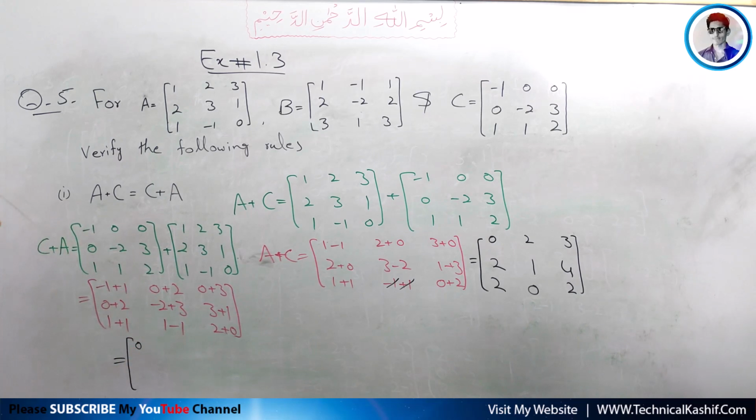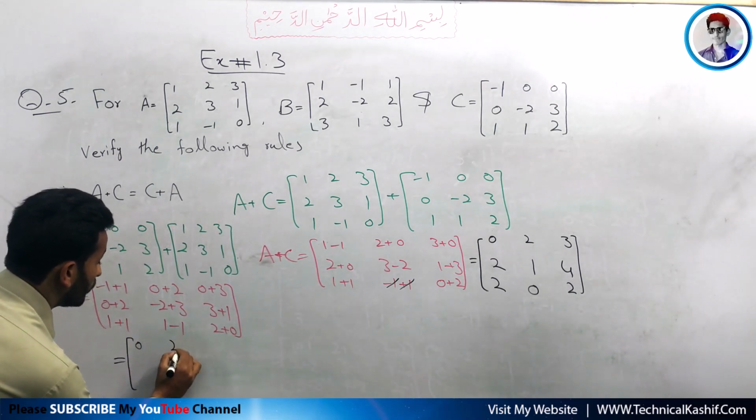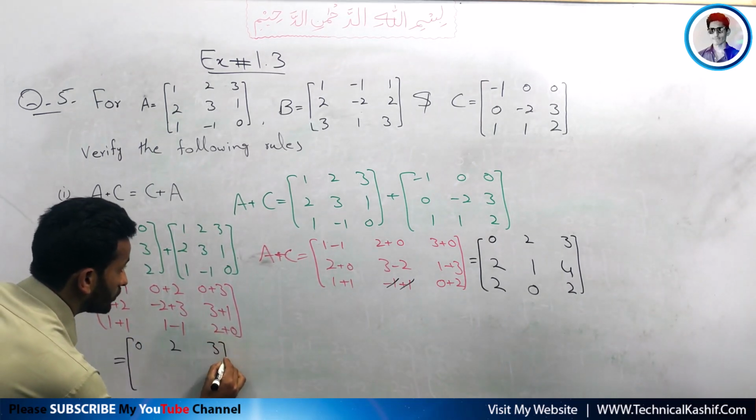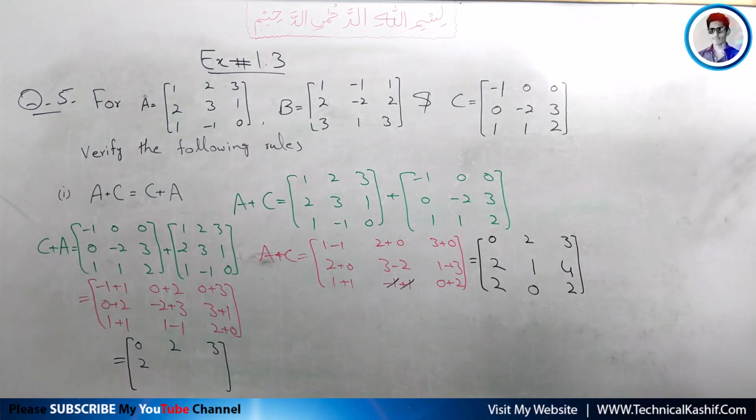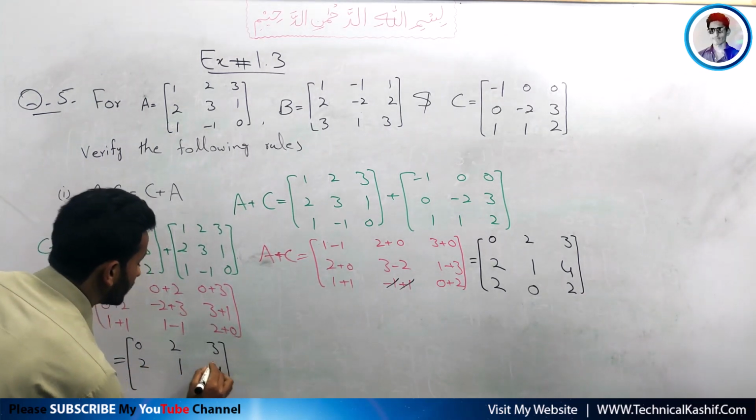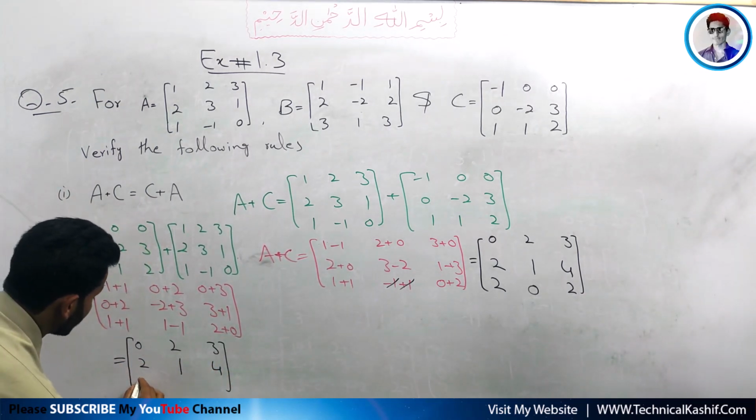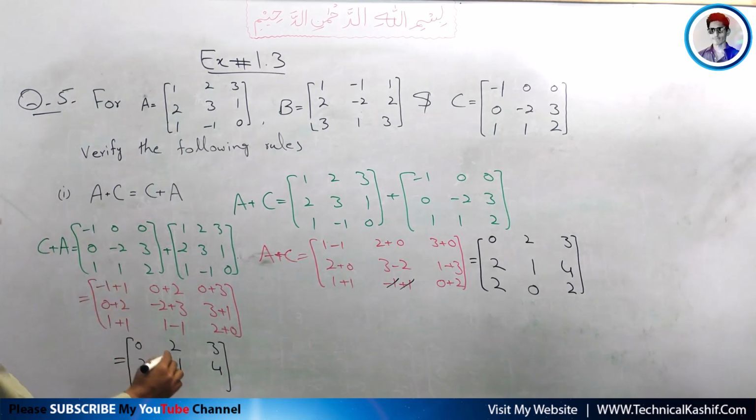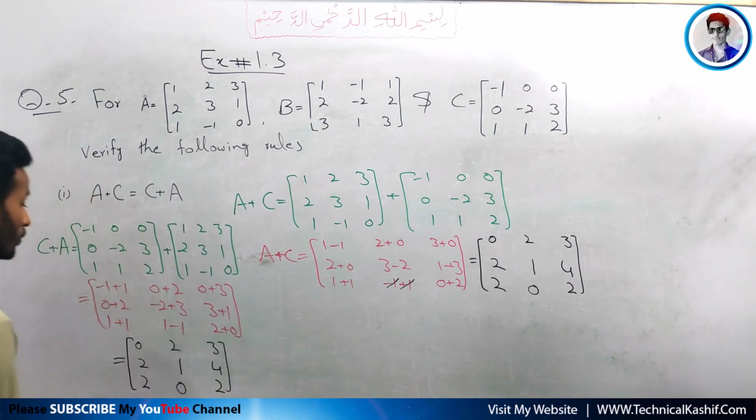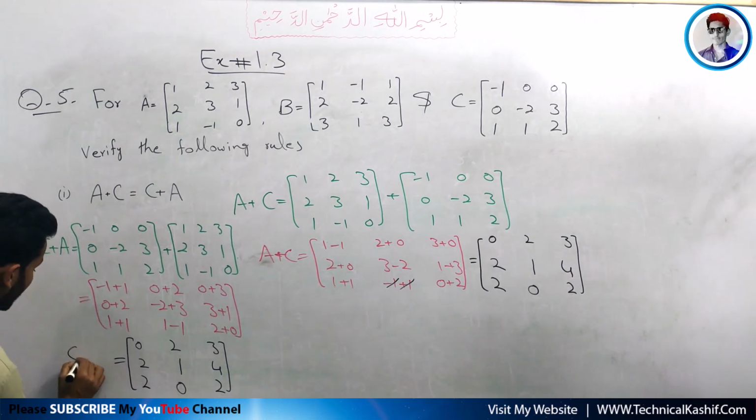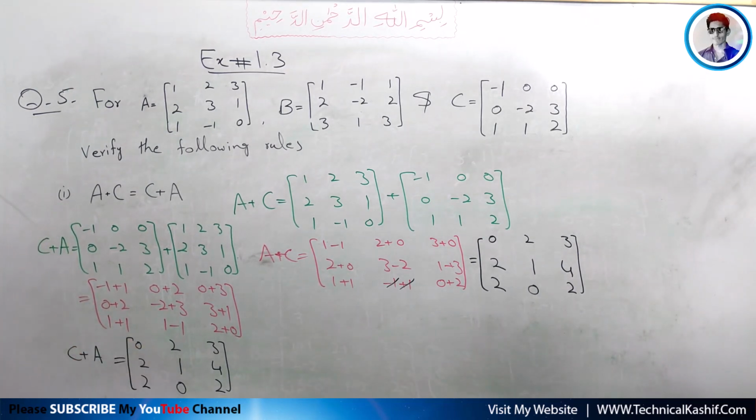For the solution, minus 1 plus 1 becomes 0, 0 plus 2 becomes 2, 0 plus 3 is equal to 3, 0 plus 2 is equal to 2, minus 2 plus 3 is equal to 1. 3 plus 1 equals 4, 1 plus 1 equals 2, 1 minus 1 becomes 0 and 2 plus 0 becomes 2. Seeing these two matrices A plus C and C plus A, both these values are equal.